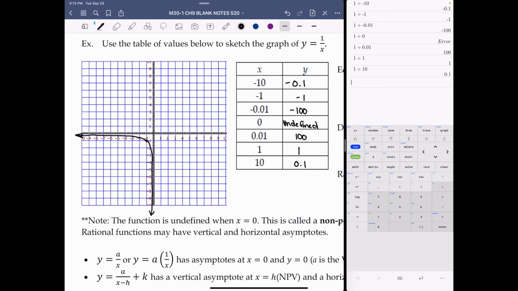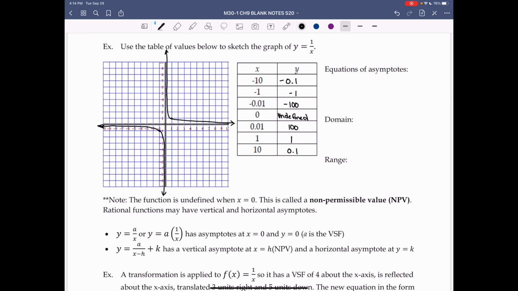And then on the positive side, when x equals 0.01, so just to the right of 0, then y equals 100. So again, as x is close to 0 on the positive side, our y values are getting very, very large. Then x equals 1, y equals 1, and x equals 10, y equals 0.1, so just above the x-axis there. So we get the piece of the graph that looks similar to the first piece, just in quadrant 1.